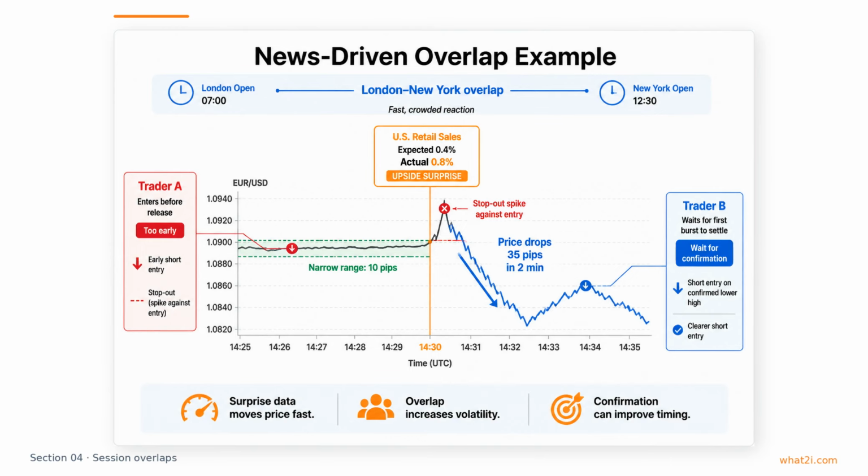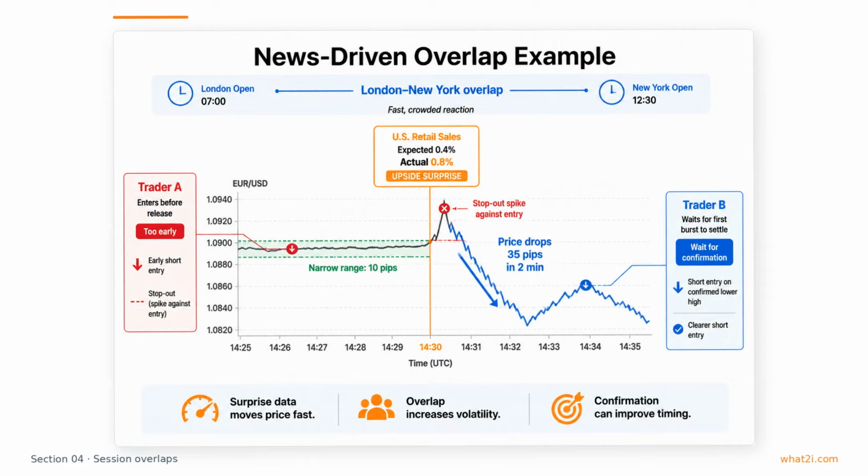A trader who entered before the release might get caught in the noise or even stopped out by the violent first reaction. A more patient trader may wait for the initial burst to settle, then look for confirmation on a lower high or a failed rebound. That second entry is often clearer because the market has already shown its direction and absorbed the shock.